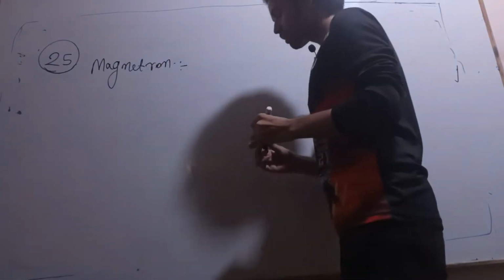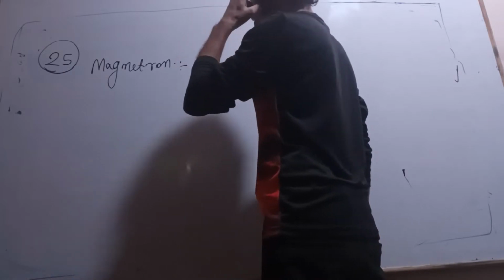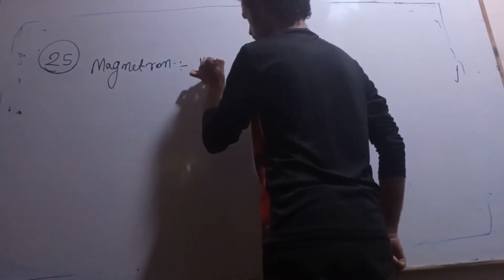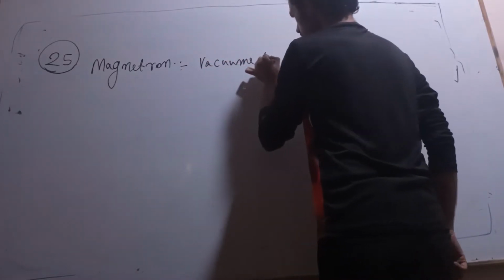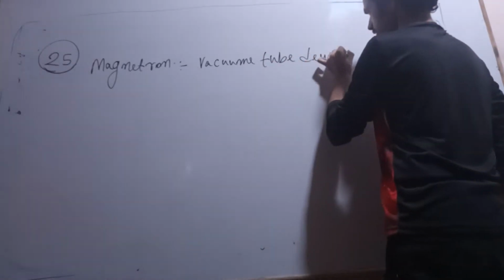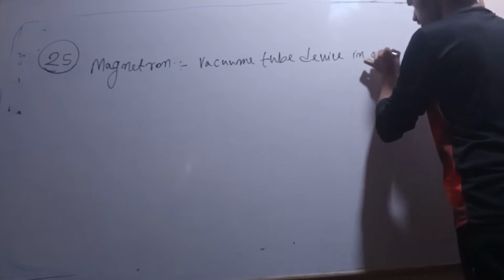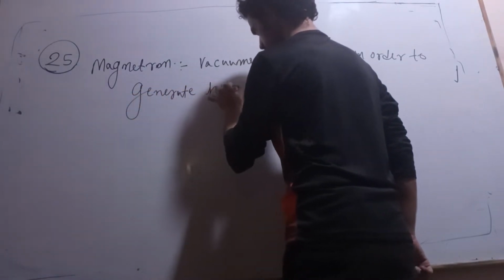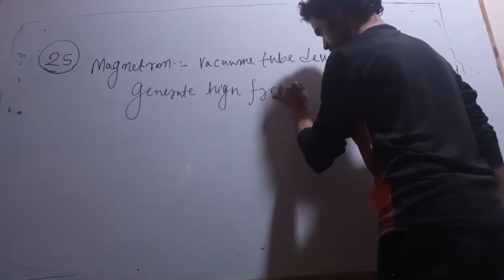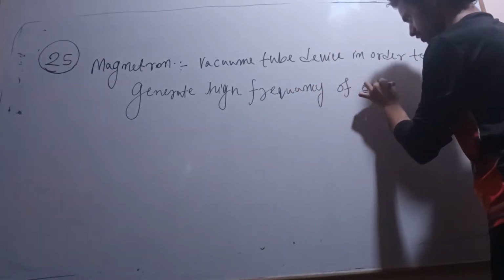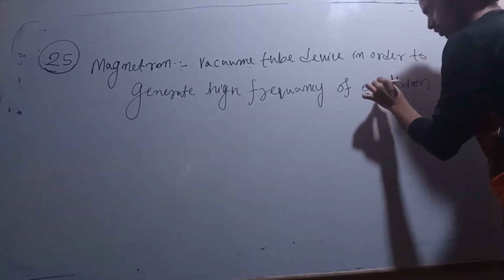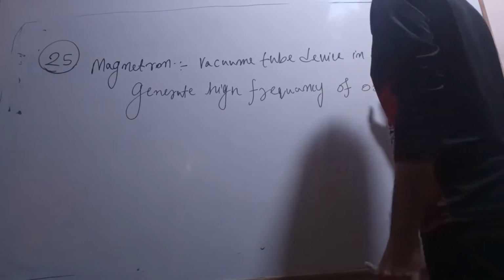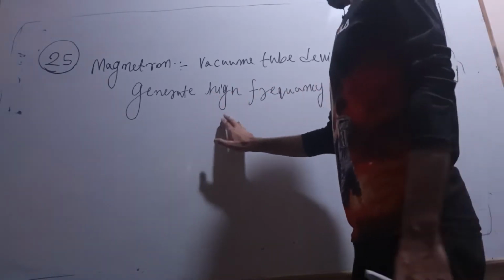The magnetron is a high frequency generation device. Actually, the magnetron is a vacuum tube device used in order to generate high frequency of oscillation.